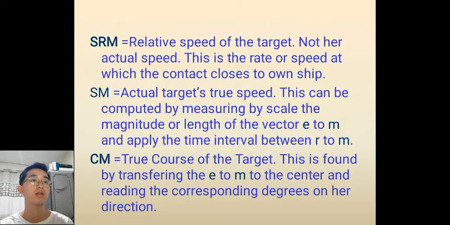SRM is the relative speed of the target, not its actual speed. This is the rate or speed at which the contact closes to own ship. SM is the actual target's true speed. This can be computed by measuring the scale, magnitude, or length of the vector E to M and applying the time interval between R to M. CM is the true course of the target. This is found by transferring the E to M vector to the center and reading the corresponding degrees on the direction.